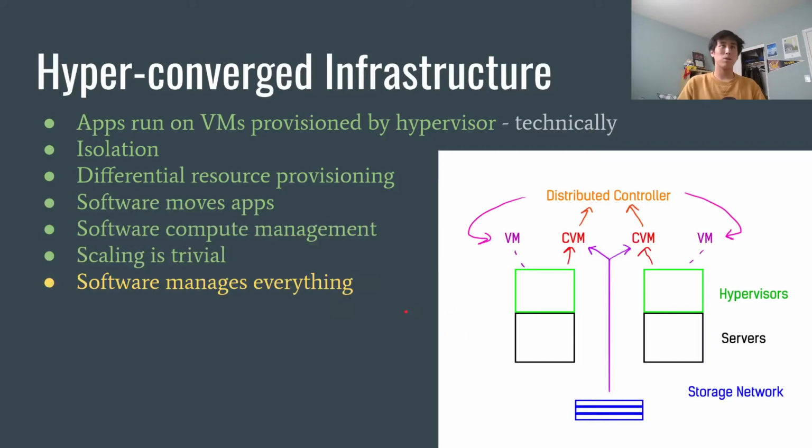And this is where we have something called hyperconverged infrastructures. These are basically where apps run on VMs or containers provisioned by the hypervisor, technically. These provide a lot better isolation, and there's still differential resource provisioning, but now software basically manages all of it. You can see here that we now have this distributed controller that helps control these VMs and stuff like that. So software can now help move apps, software manages compute, and scaling is basically trivial, kind of like with Kubernetes. We can just say, hey, give me more containers, and it just spins up. This is the current infrastructure that we have, where software manages everything. We have these layers of abstraction to help with that.